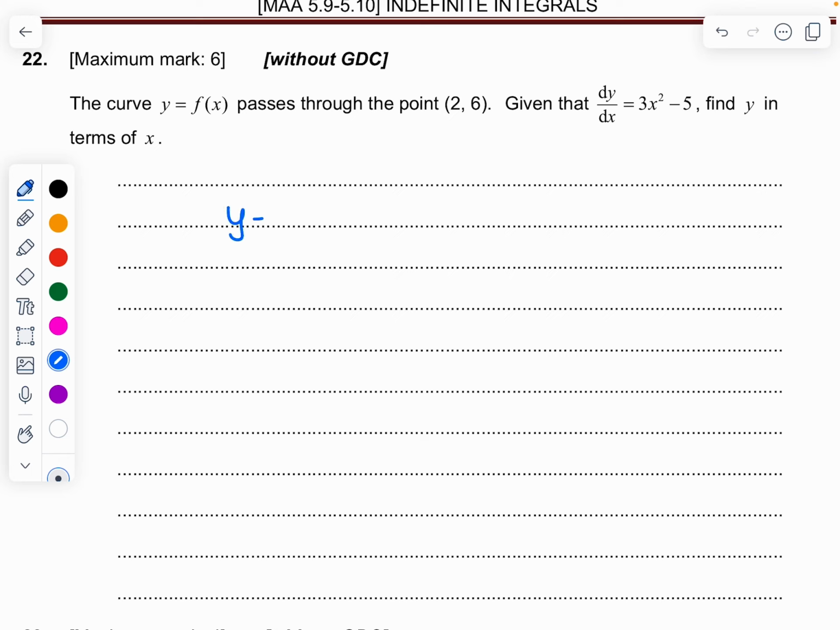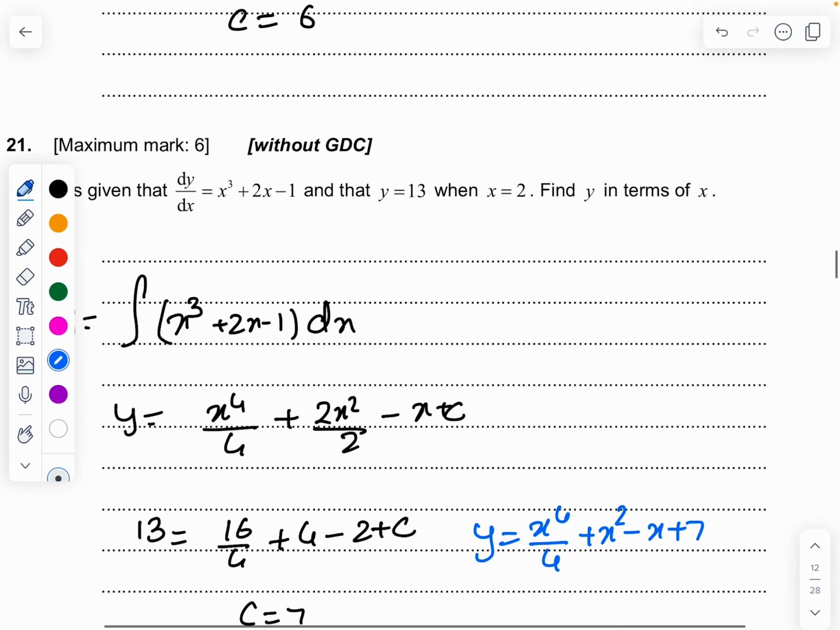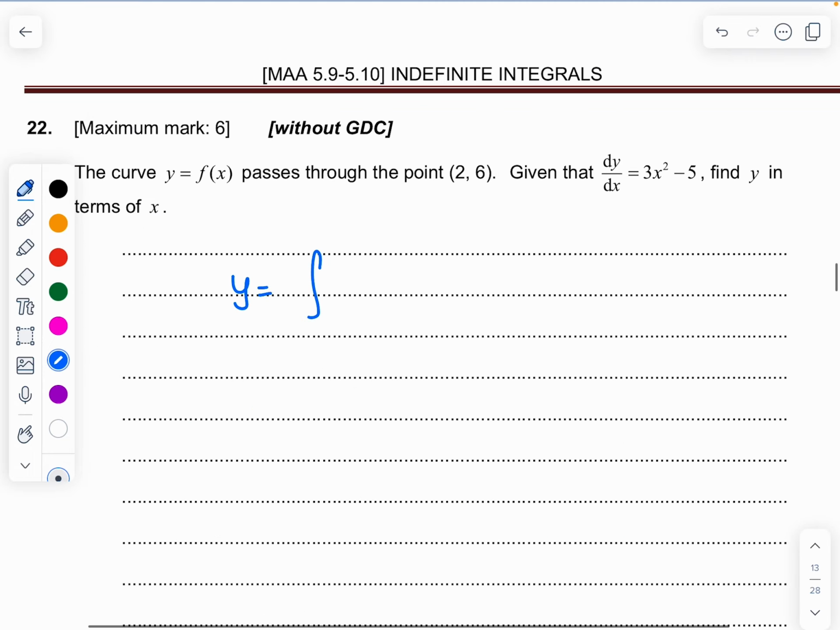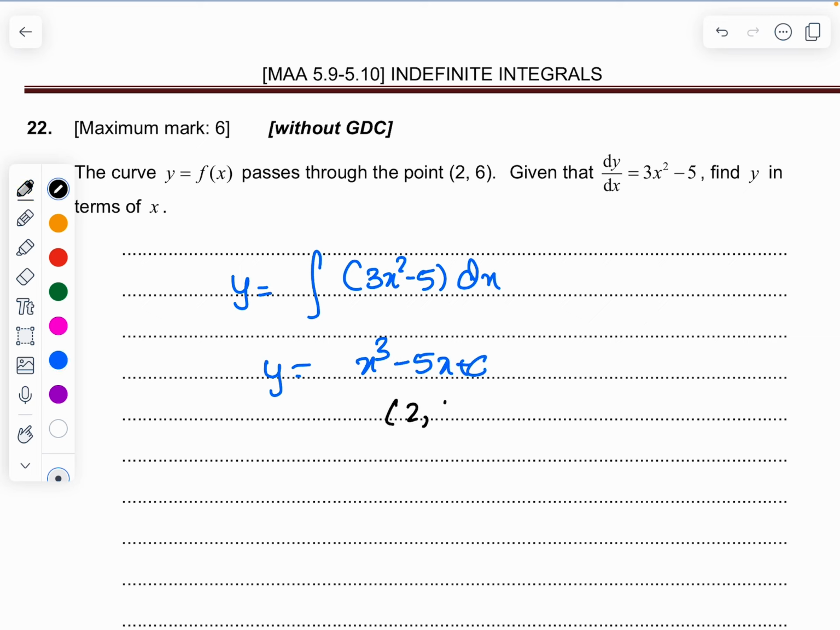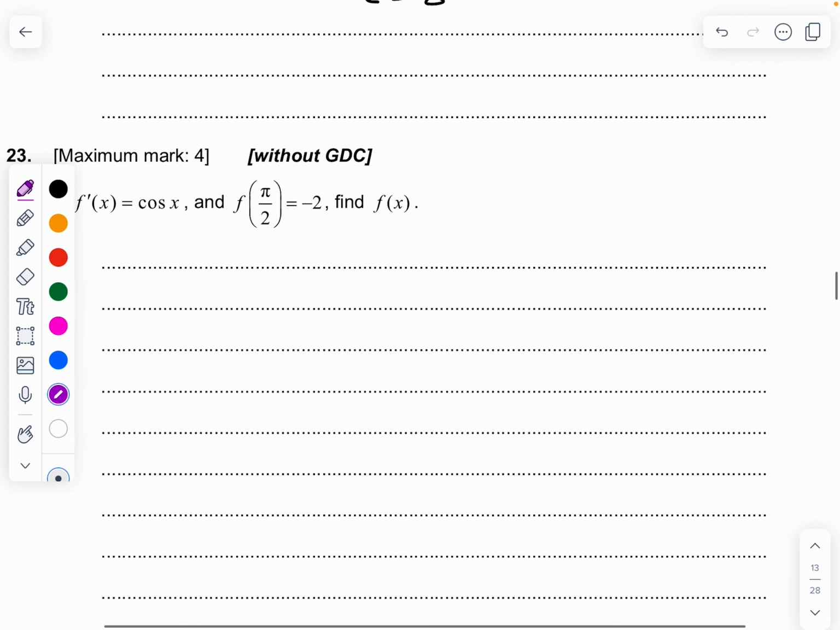So y equals 3x squared minus 5. So the integral of 3x squared minus 5 dx. So y equals x cubed minus 5x plus c. Now plug in 2 comma 6. So we'll be getting 6 equals 2 cubed minus 5 times 2 plus c. This gives me c value as 8. So what is the y value now? x cubed minus 5x plus 8.